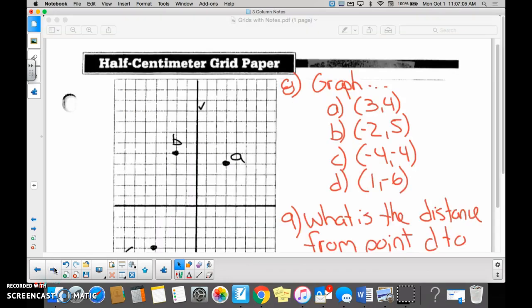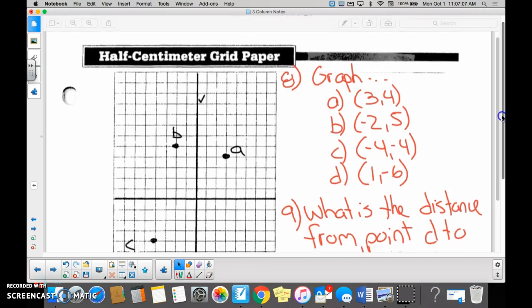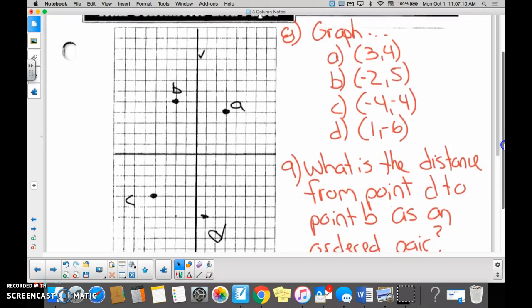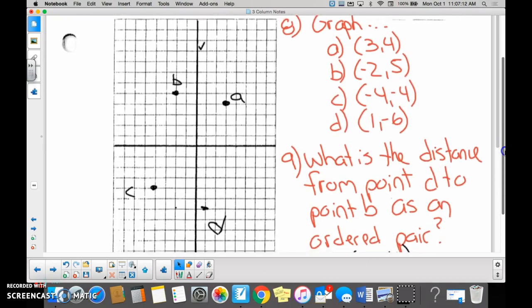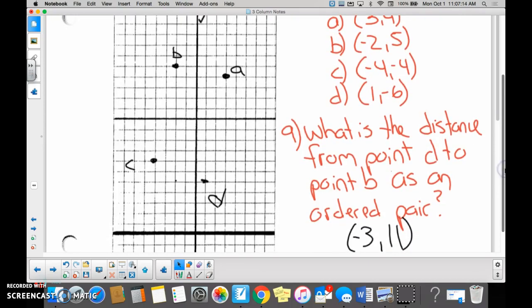And then number 4, we just graphed. You should hopefully understand why 3, 4 is marked, where 3, 4 is marked, or point A, and so on and so forth. And then I think the brand new thing for you was, how do you get from D to B using an ordered pair?